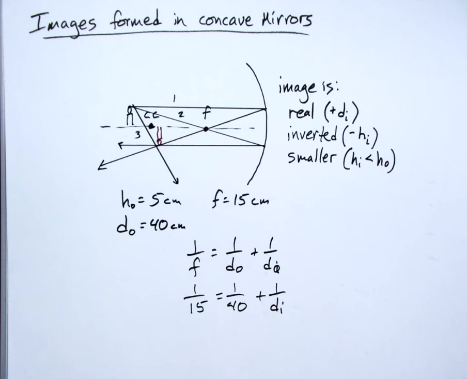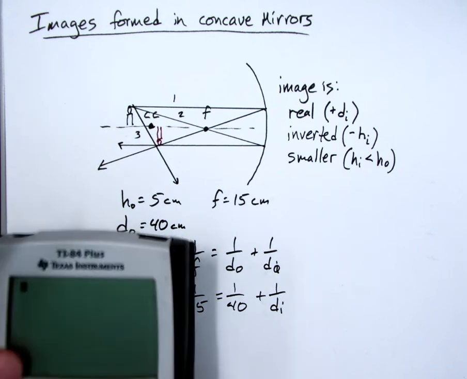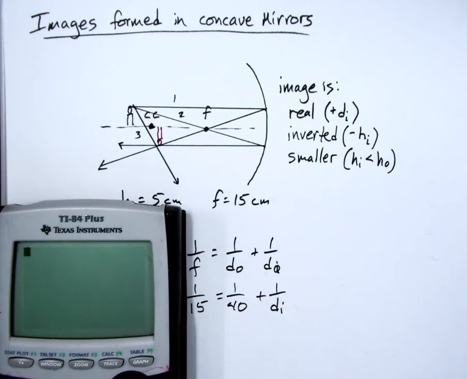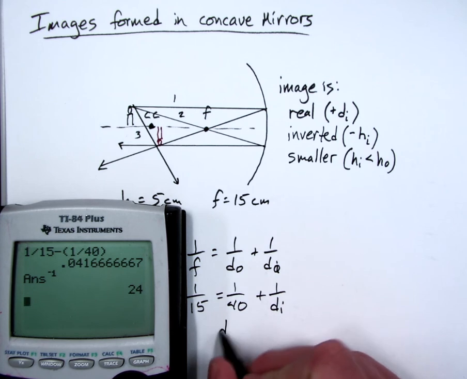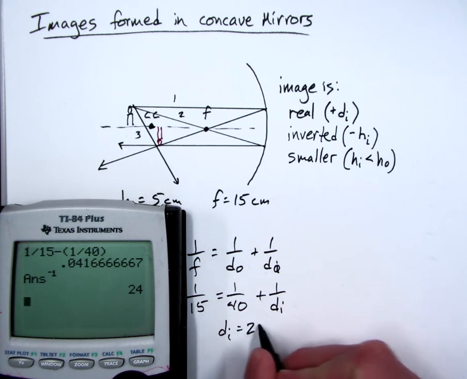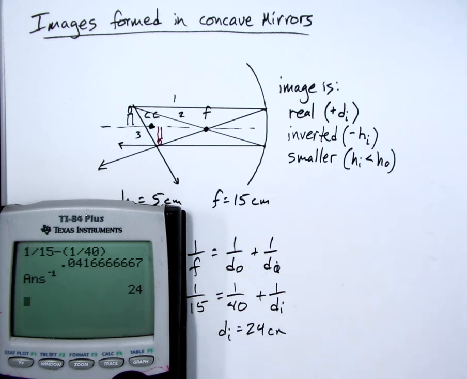Now as I get my calculator out here, an easy way to do this is to say 1 divided by 15 minus 1/40th, and then take the reciprocal of that. Take the reciprocal of that, and I find that the distance the image is from the mirror is 24 centimeters.